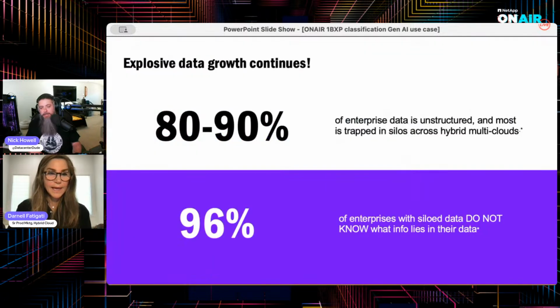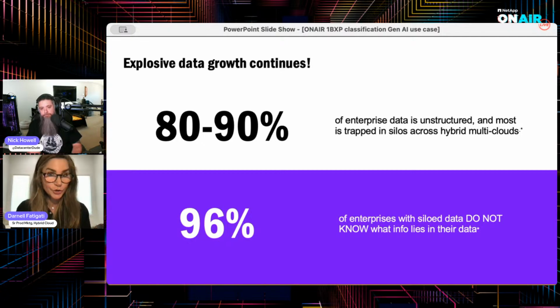How do you kick this off usually when it comes to data classification? Well, we talked about this. I think the challenge that we're all facing is the explosive data growth. The interesting stat here is that 96% of enterprises have siloed data, and most of them acknowledge that data is siloed, it's everywhere. They don't know what information lies in their data. And that's a problem. How could you manage that appropriately?